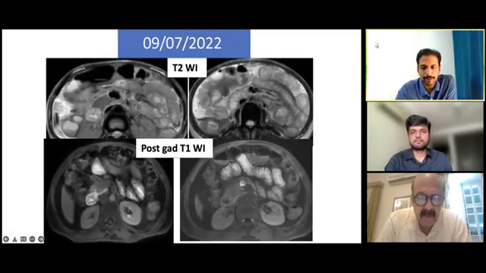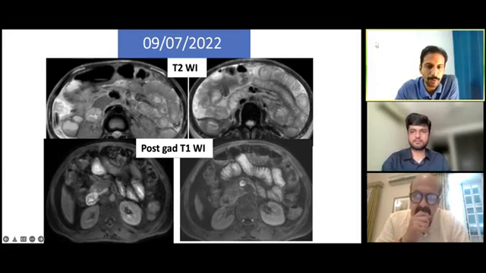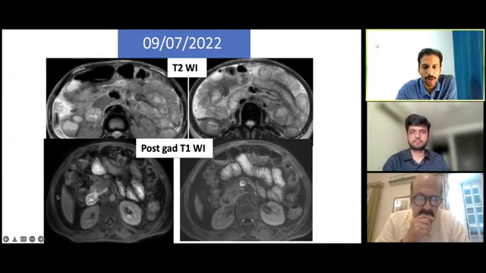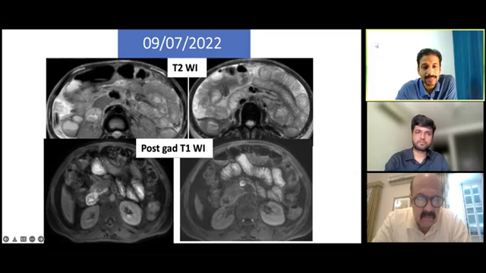And with the background of this protein loss and the suspicion of protein losing enteropathy, we also went on to do post-contrast imaging using MR. And again, here also we can see that this is the D2 part of the duodenum, which is significantly thickened, and there is hyperintensity of the wall of the duodenum. If you look at the wall of other bowel loops, they are not so hyperintense. But the duodenal part is quite hyperintense and thickened.